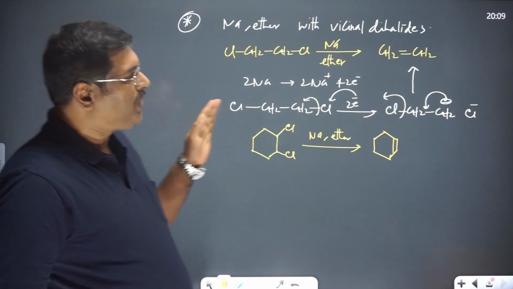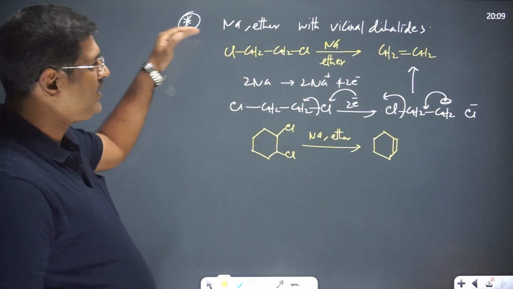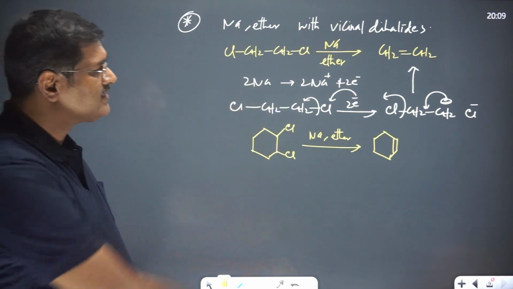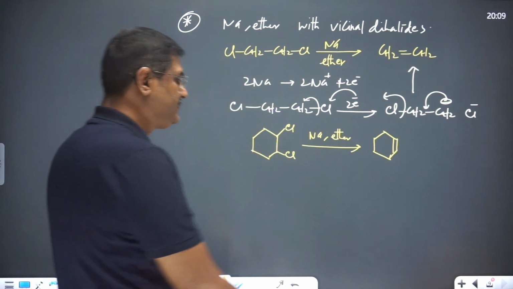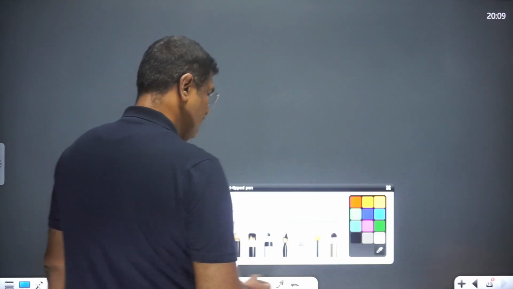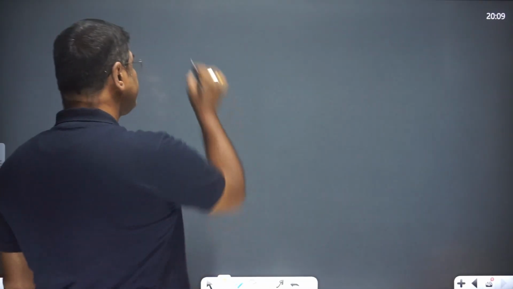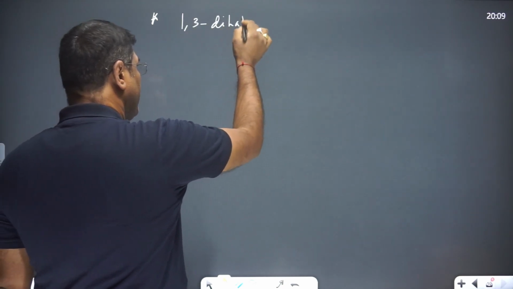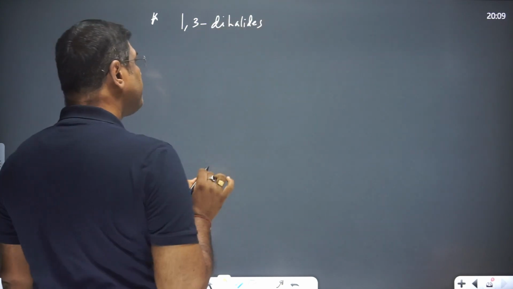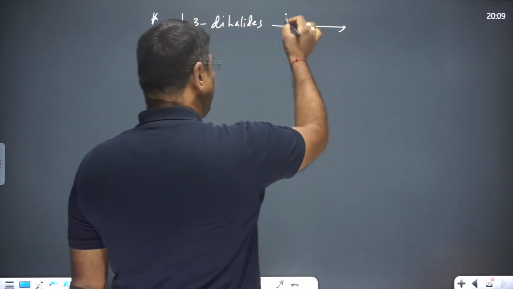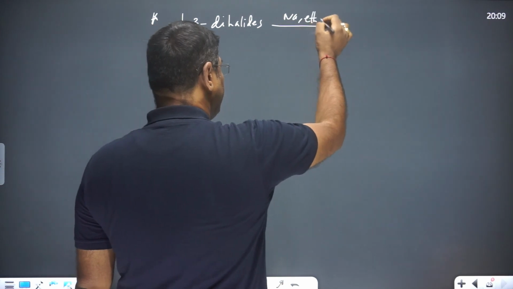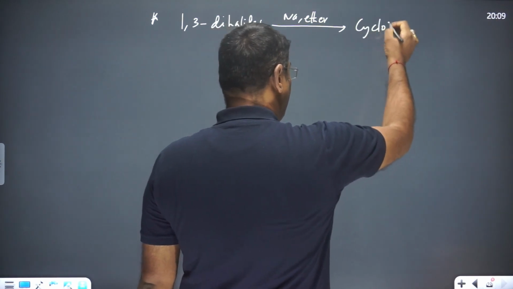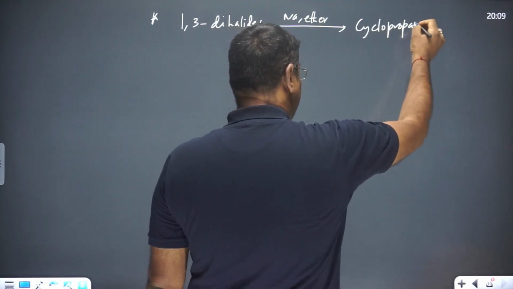Although we are discussing vicinal dihalides here, other dihalides react on this pattern only. For example, if you are dealing with 1,3-dihalides in the presence of Na in ether, that gives cyclopropane. Cyclopropane.